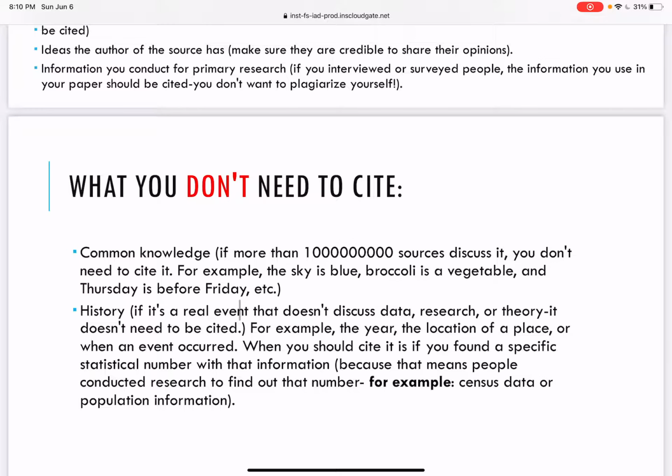History, meaning a real event that occurred, that doesn't discuss data, research, or theory, doesn't need to be cited. For example, the year of something, the location of a place, or when an event occurred.